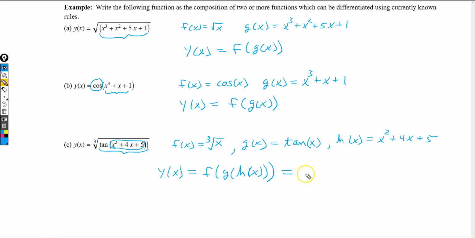And that will be then, you see, the f is the outer one. That's the cube root of x. But in place of the x, I have to put the g, which is tangent, so it's tangent. And then it's g of h, so I have to put the h in here, which is x squared plus 4x plus 5. And there you go. So this one actually required us to write it as the composition of three functions which we know how to differentiate. And this is what we have to be pretty good at recognizing how to do when we use the chain rule.